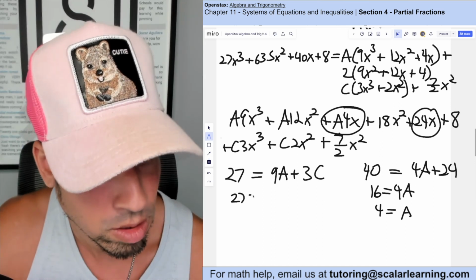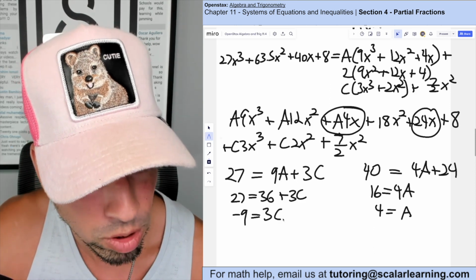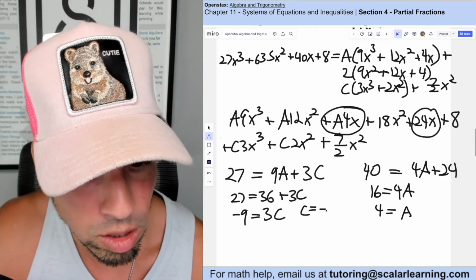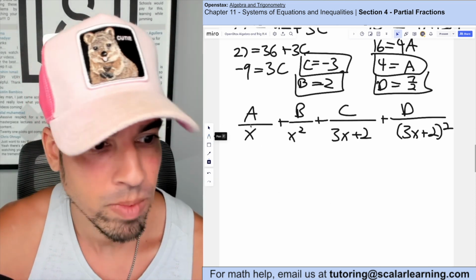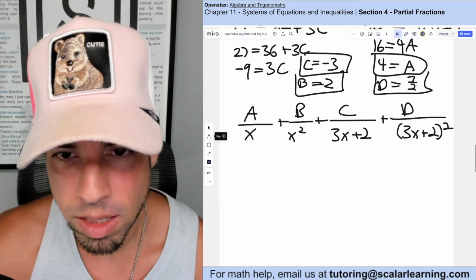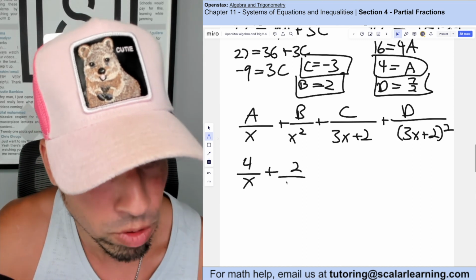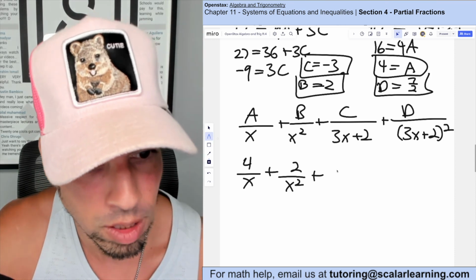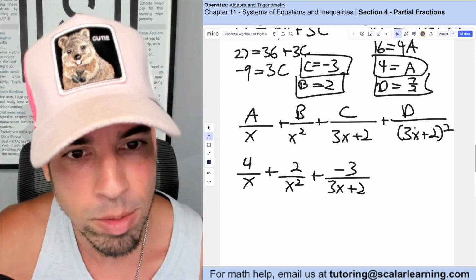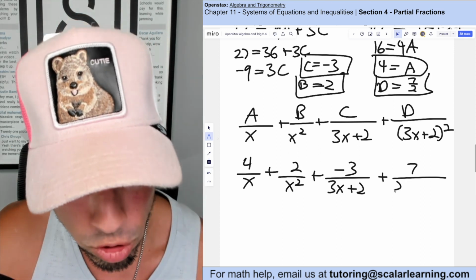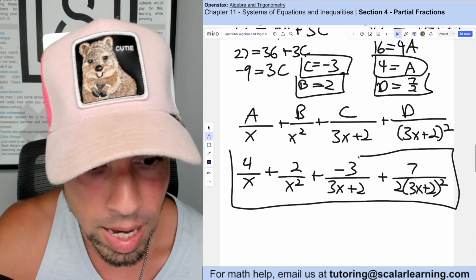4 times 9 is 36 plus 3c. Minus 36 from both sides, negative 9 equals 3c. Divide by 3, c equals negative 3. Okay. So now I just rewrote C, B, D, and A in the original decomposition. Now we can finalize this. So since we got A is 4, we got 4 over x plus B, which is 2 over x squared, plus C, which is negative 3 over 3x plus 2, or we could just say minus here. Both are correct. And then last but not least, plus D, which is 7 over 2, and then times 3x plus 2 squared. Man, oh man, that is how you do it.